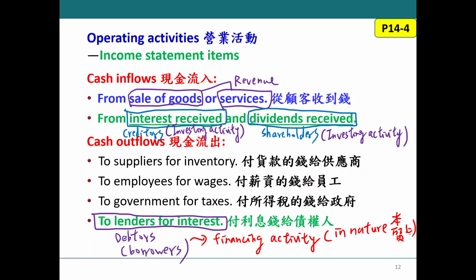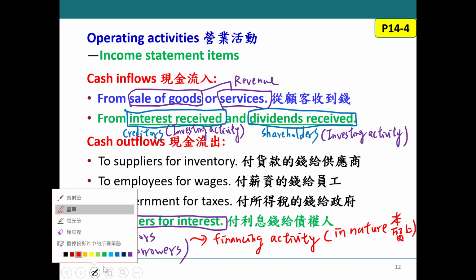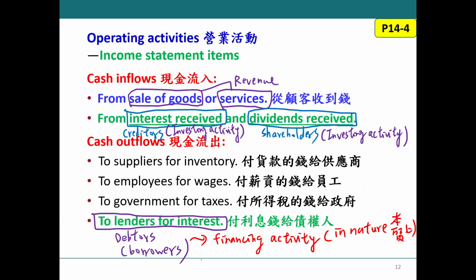But again, could you find this item on the income statement? Yes, which one? What kind of account item do we have for this one? Interest expense, right? So you could find interest expense on the income statement. So we give you another option. You could put it on operating activities.